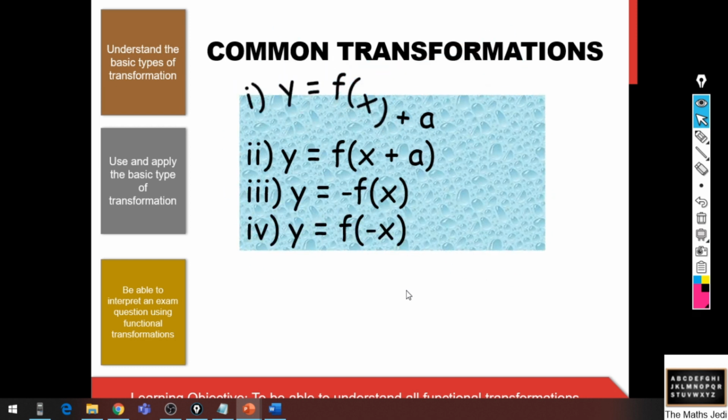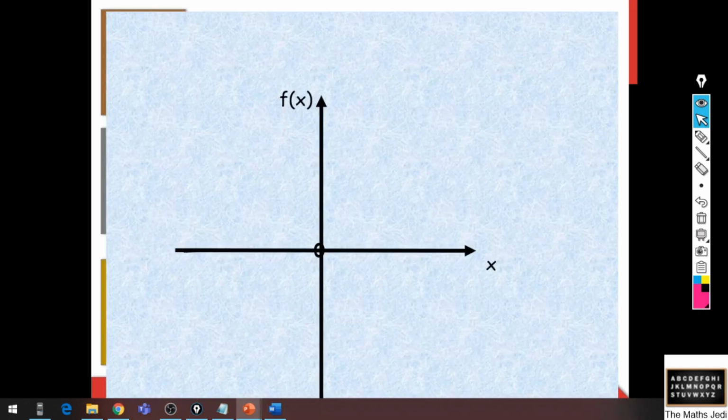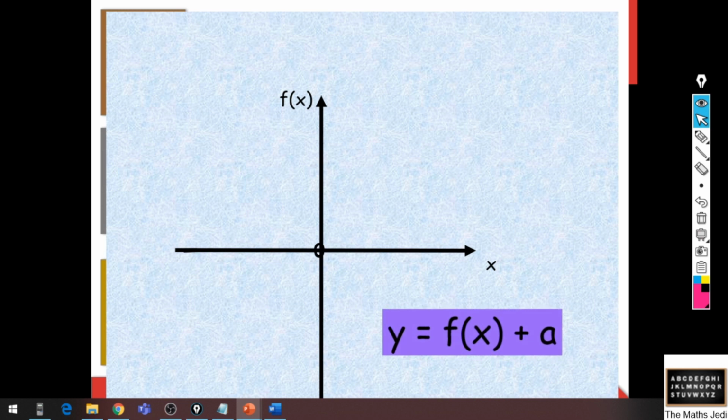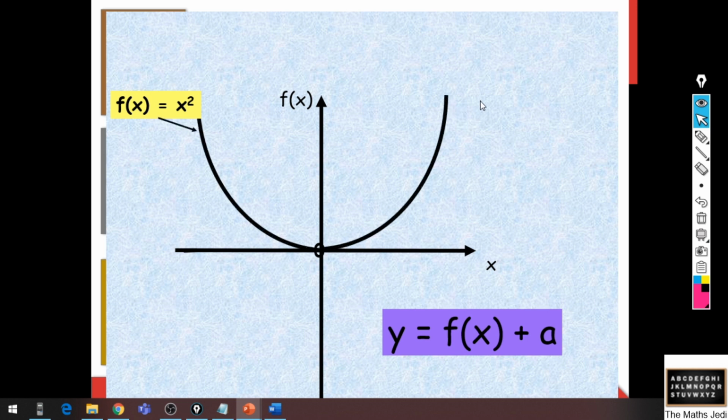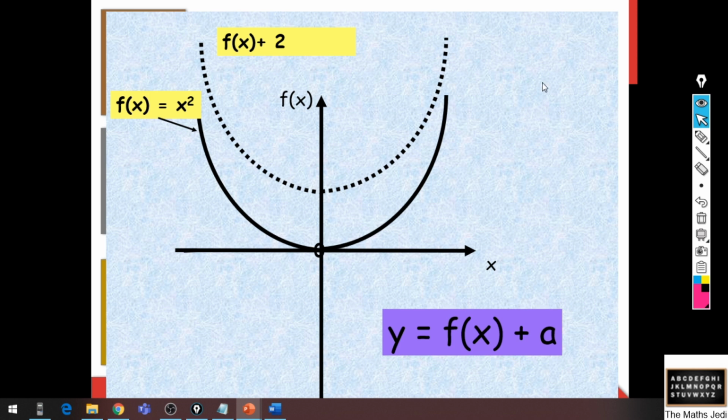So let's look at graph transformation number 1 first of all, f of x plus a. We're going to start off by looking at this transformation by looking at a familiar graph, a quadratic graph. So here is a basic quadratic graph, the graph of x squared, and we're going to look at the graph of x squared plus 2. So here's the graph of x squared plus 2, f of x plus 2. So what's happened to my graph? Well, hopefully you can see it's moved everything up by 2.